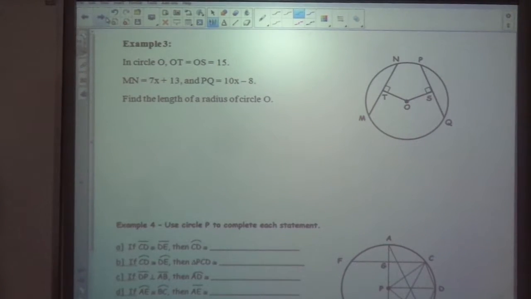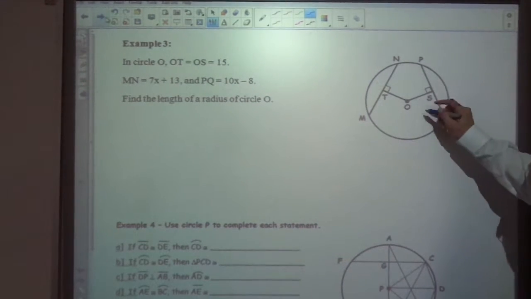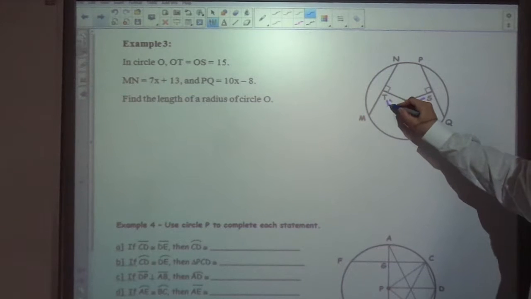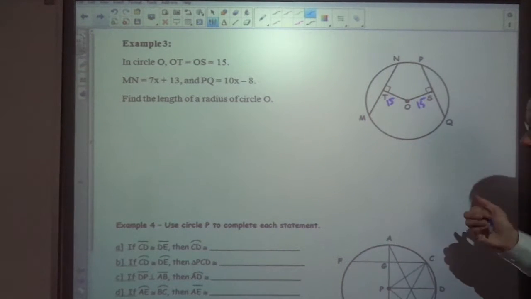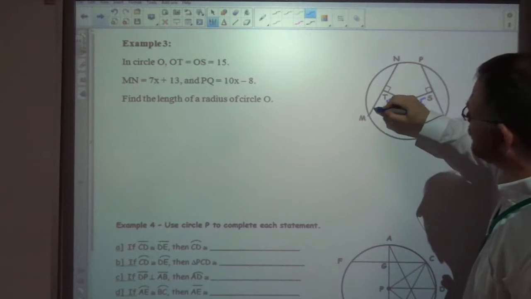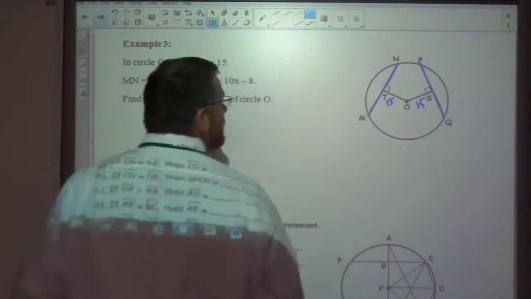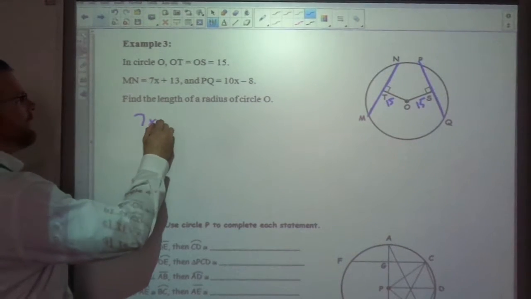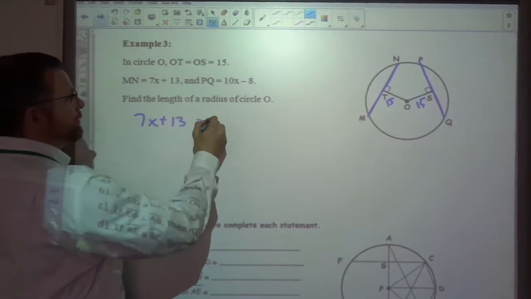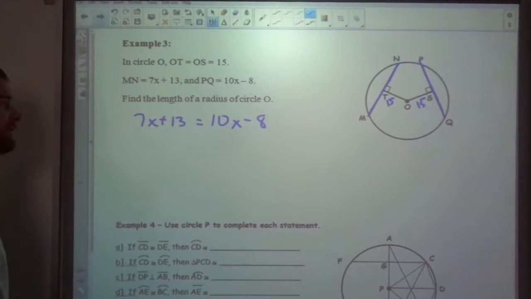The third example is here. They give us a circle where they tell us that OT and OS are both 15. So this is 15 and this is 15. Wait a second, that means these chords are both the same distance away from the center? That tells us this chord must be congruent to that chord. So MN equals PQ, and they tell us these things, here's MN, and here's PQ. They must be equal because they're the same distance away from the center.